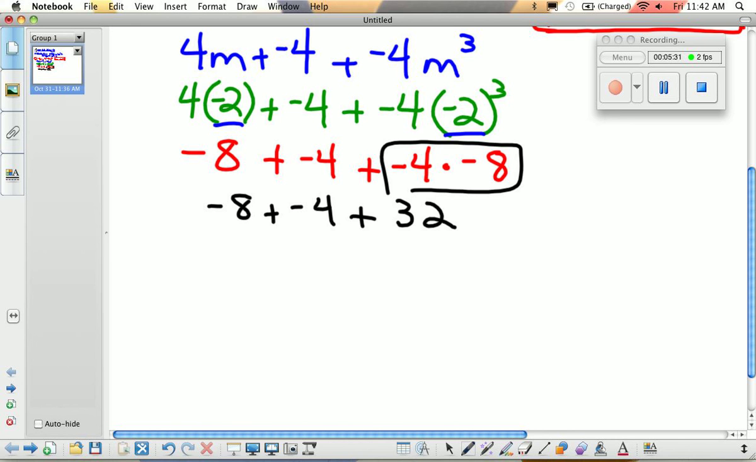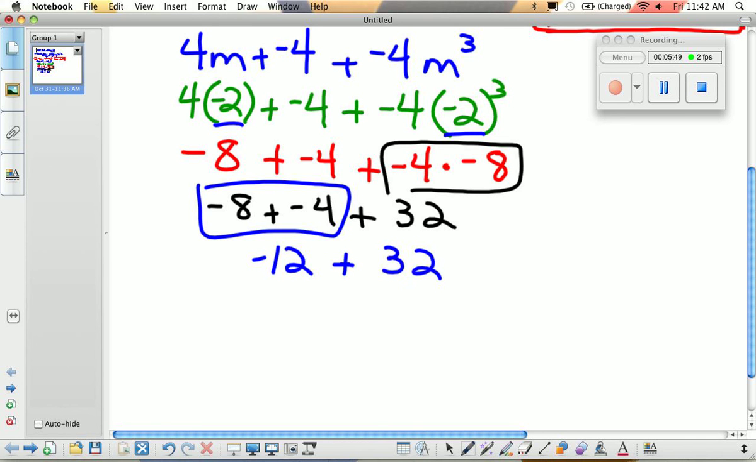Next, let's add these negatives together here. What's negative 8 plus negative 4? 32. No, you're multiplying. Oh. Add. You owe somebody $8, you borrow another $4 from them, now how much do you owe? Negative 12. Yeah, so it's negative 12 plus 32.